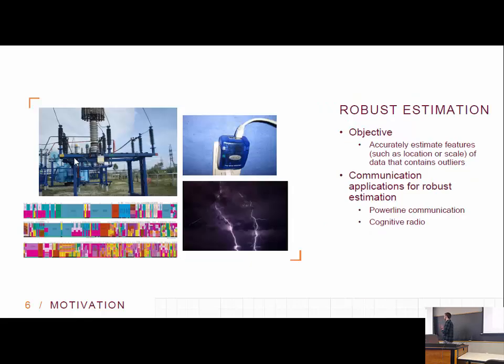And then robust estimation. Again, that goal is to accurately estimate features such as location or scale of data that contains outliers. When I say estimate a feature, I mean, let's say you have a set of data and you want one number to characterize the size of that data. You might take a mean or a median or a mode. Those are all ways to estimate where the data is located. You could take the ages of everyone in this room, take a mean, and that would estimate the age of this room. And then scale is the same thing, but how the data spreads. You might be familiar with the variance or something like that. And then there are different applications for robust estimation that motivated this work, like power line communications and cognitive radio.